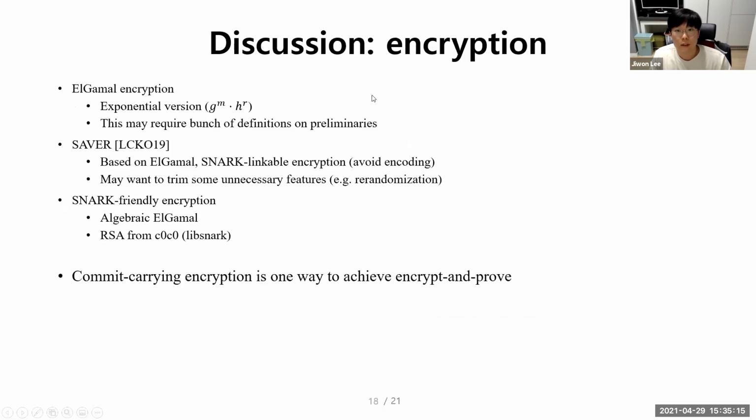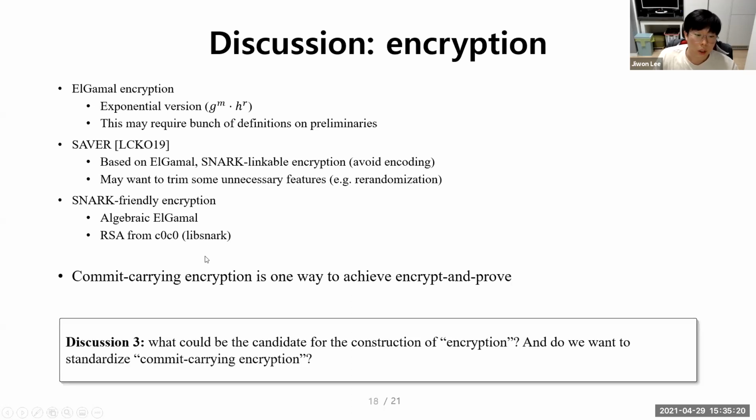And the third one is about picking the candidate for the encryption. So what could be the candidate for the construction of the encryption scheme in Encrypted Improve? And also, we might want to talk about whether we want to standardize the commit-carrying encryption, its concept, because commit-carrying encryption itself is one way to achieve the Encrypted Improve. So do we want to standardize its concept or not?